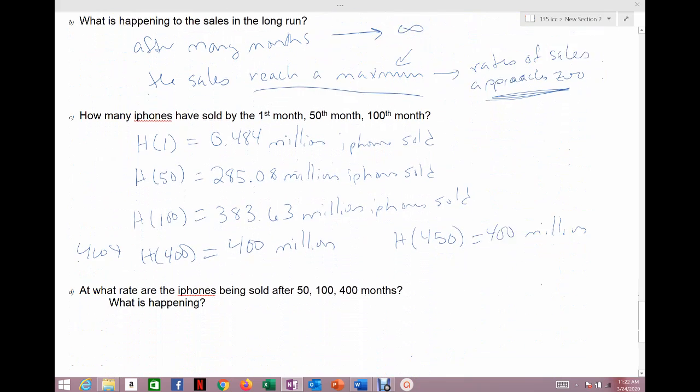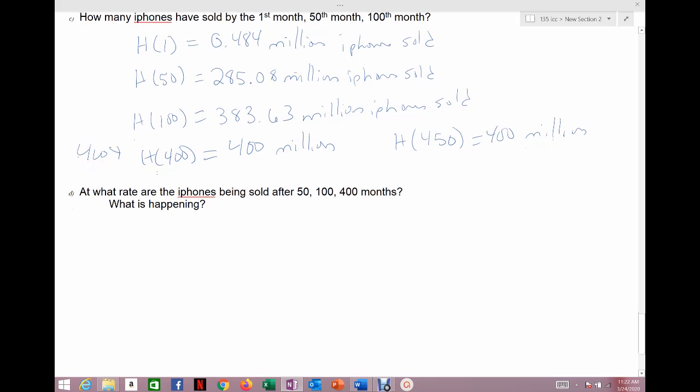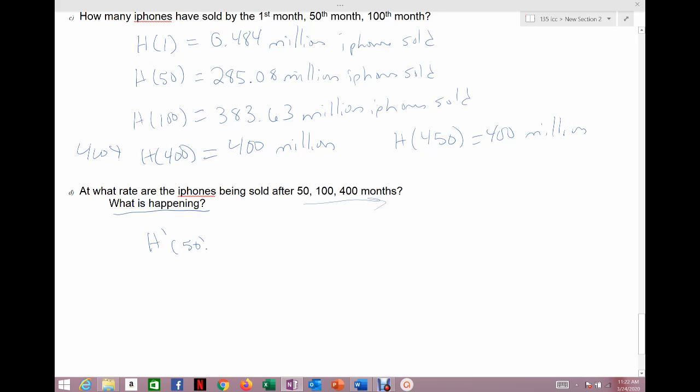Well, let's see if that still plays with the rate of change. What the rate of change should be is going towards 0 as we go out here to the 400 months. It shouldn't be approaching 0 yet, but we're going to plug it in and see. And again, I'm just going to use my calculator. Remember, there's the dy dx key on the calculator, and I can find my derivative.